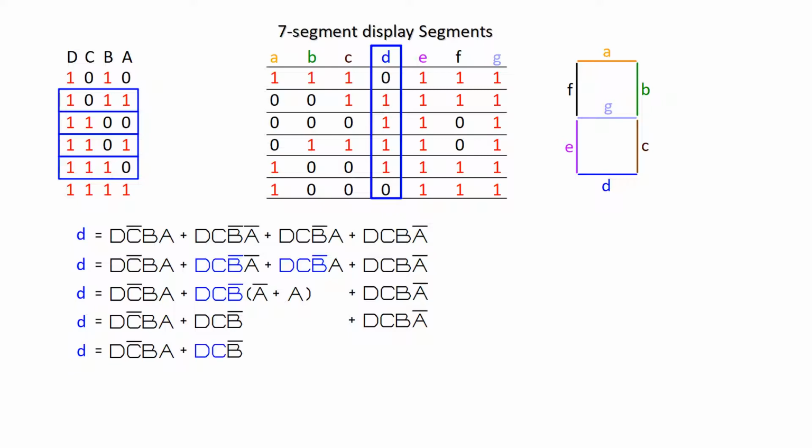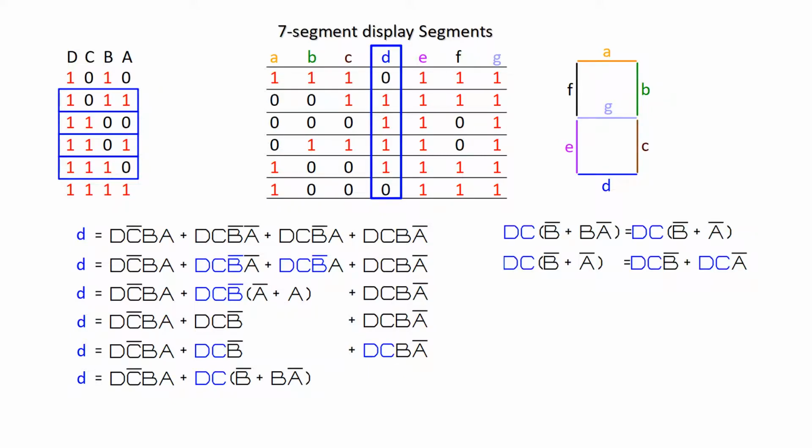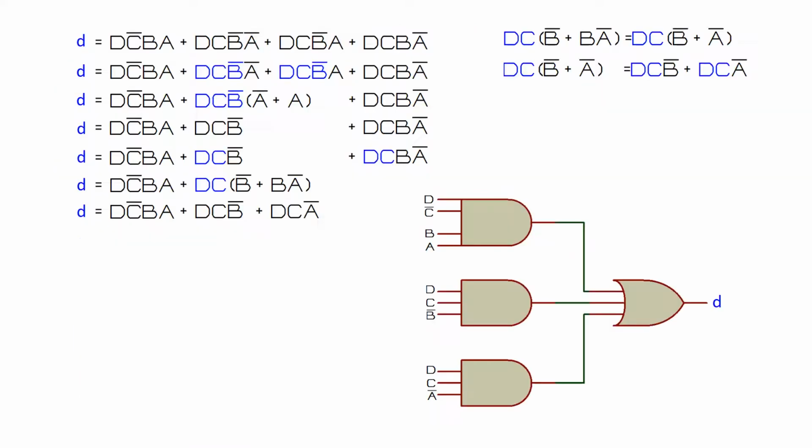But then the second and third terms have DC in common, and not B or B not A. So that is the absorption law for the second terms. So it's the B that is taken out by the absorption law. So we've got rid of one variable in one of the terms, and then we just write out what is left. So this is how we will implement that using 3 AND gates and an OR gate.